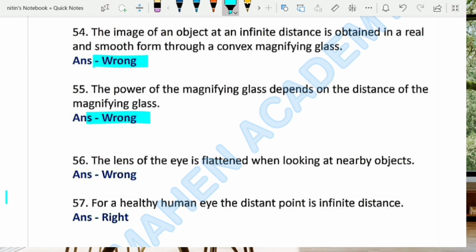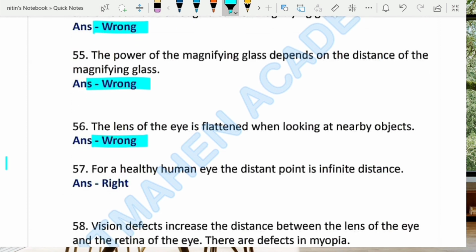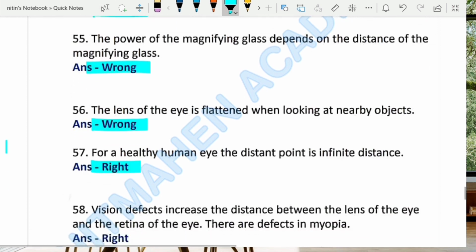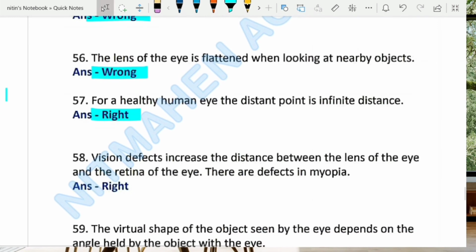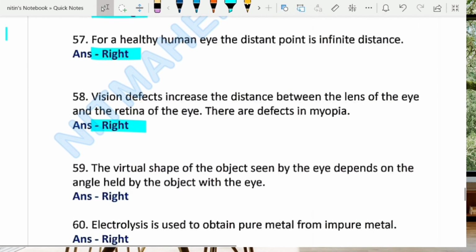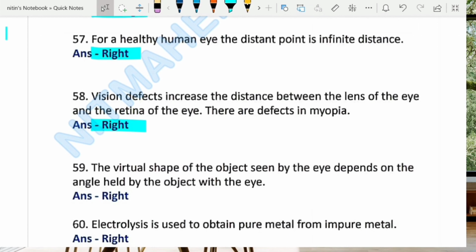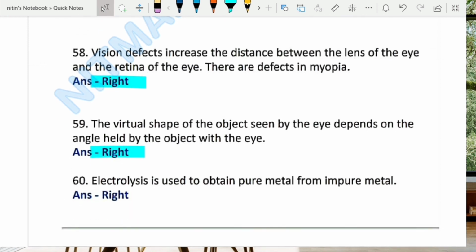The lens of the eye flattens when looking at nearby objects. Wrong. For a healthy human eye, the far point is at infinite distance. Right. Vision defects increase with the distance between the lens of the eye and the retina. Right. The virtual shape of an image seen by the eyes depends on the angle held by the object with the eyes. Right. Electrolysis is used to obtain a pure metal from an impure metal.